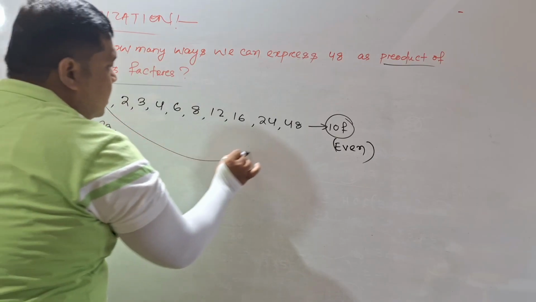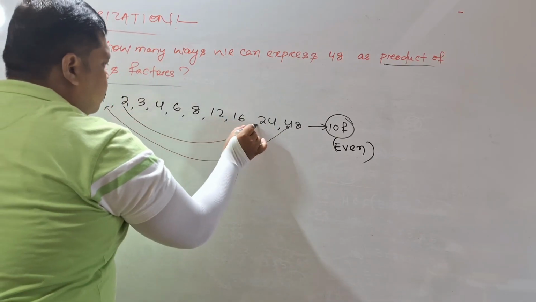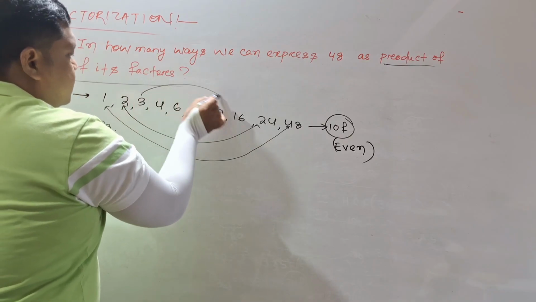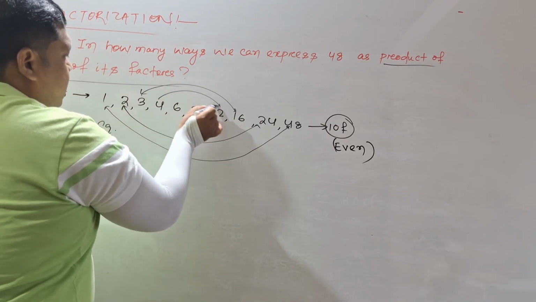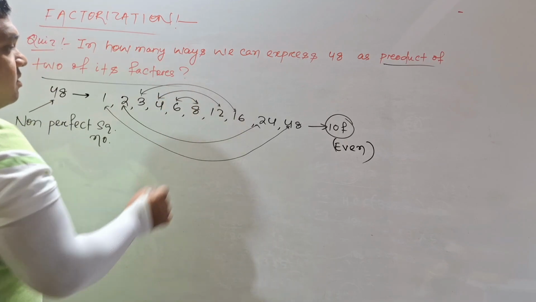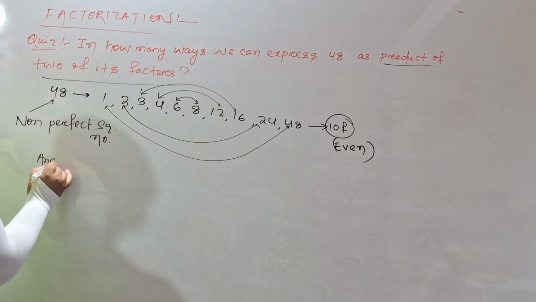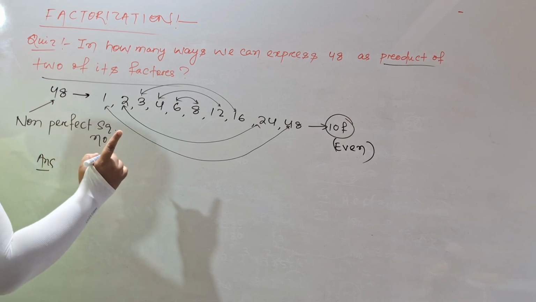If I multiply 1 into 48, I get 48, no issue. 2 into 24, 48. 3 into 16, 48. 4 into 12, 48. 6 into 8, 48. So how many solutions are there? 5 solutions. So the answer for this question is based on the number of factors of 48, which is 10.